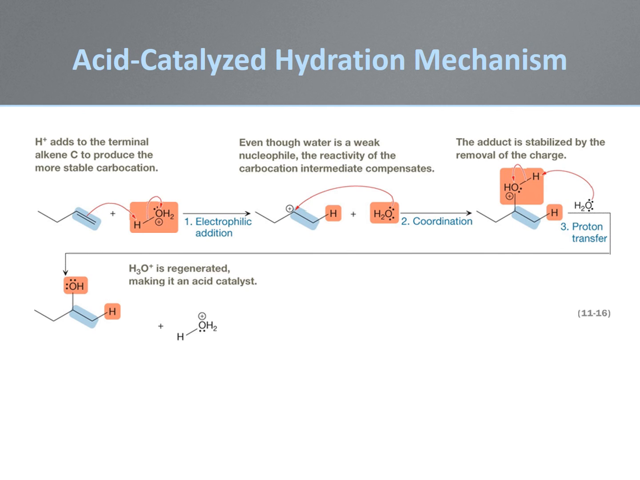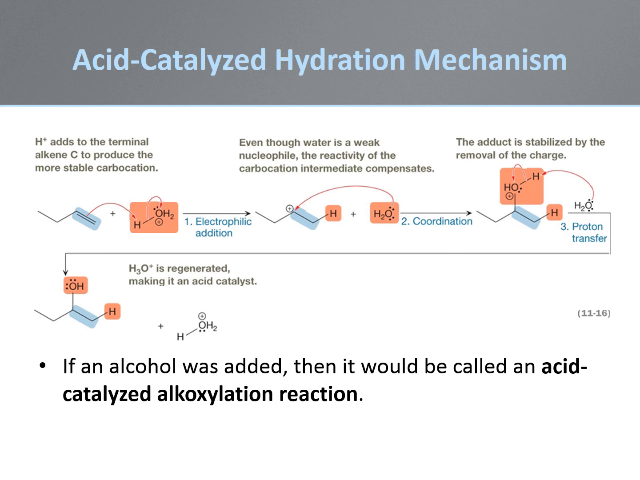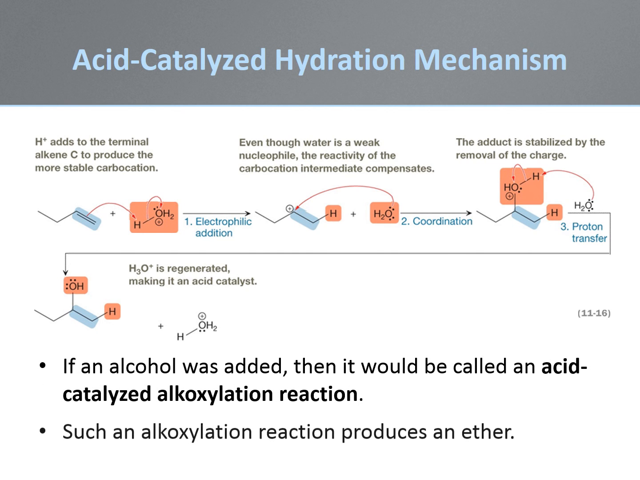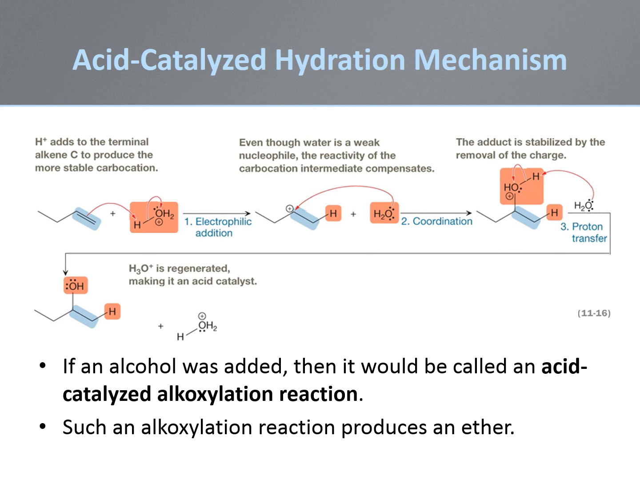Typically, sulfuric acid is used to catalyze the reaction. As well as being a strong acid, the bisulfate conjugate base is a much weaker nucleophile than water. Alcohol can be used instead of water for this reaction. If an alcohol is used, the reaction is called an alkoxylation rather than a hydration, and the product is an ether. The mechanism for the reaction, however, remains the same.